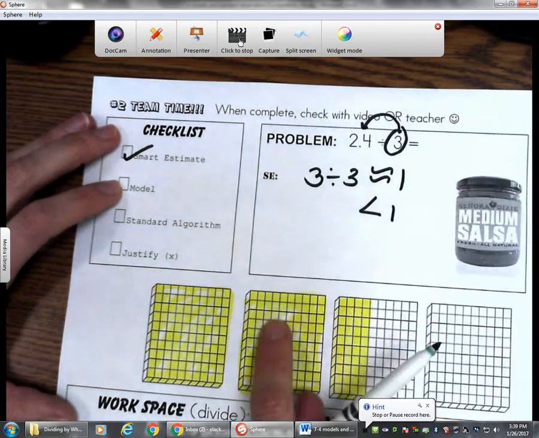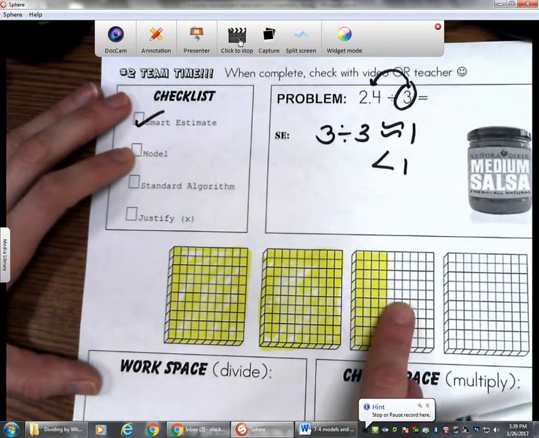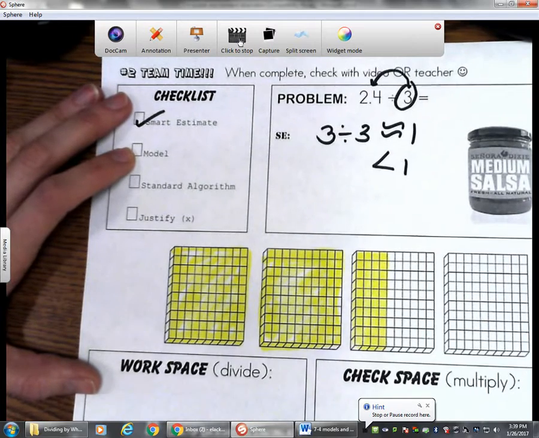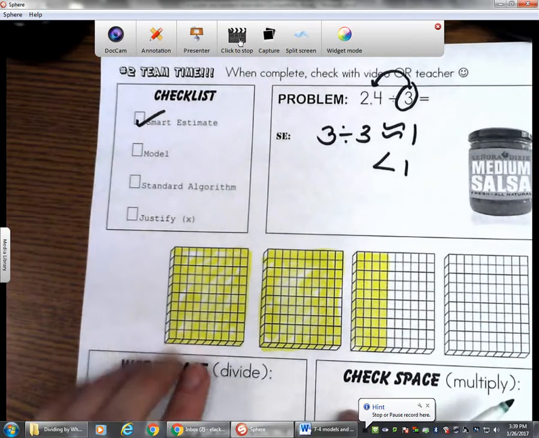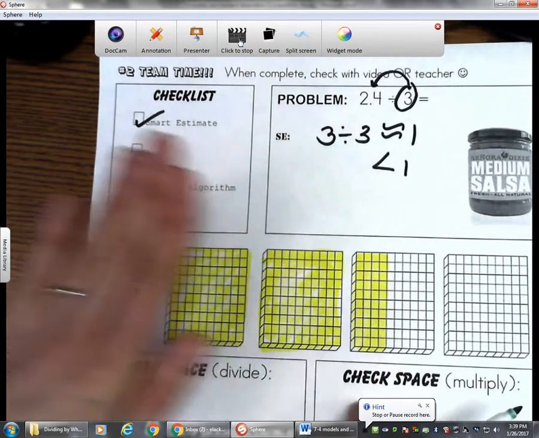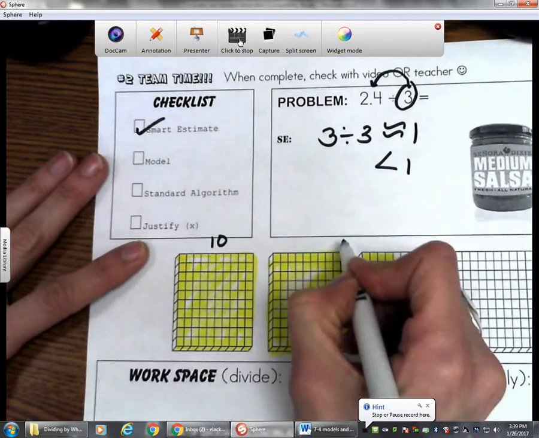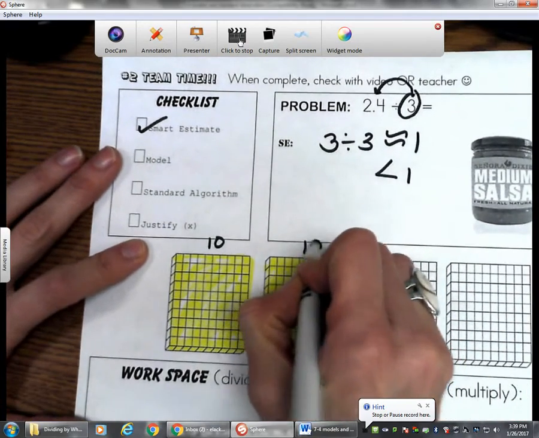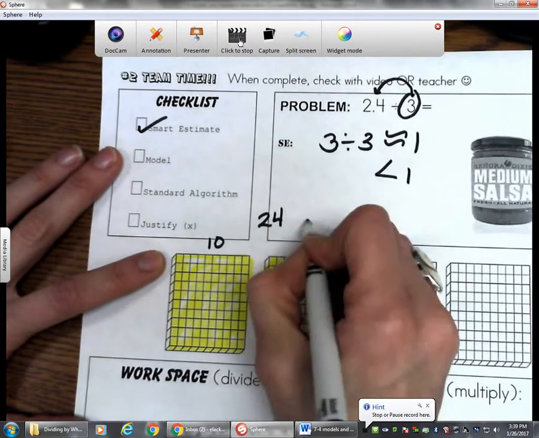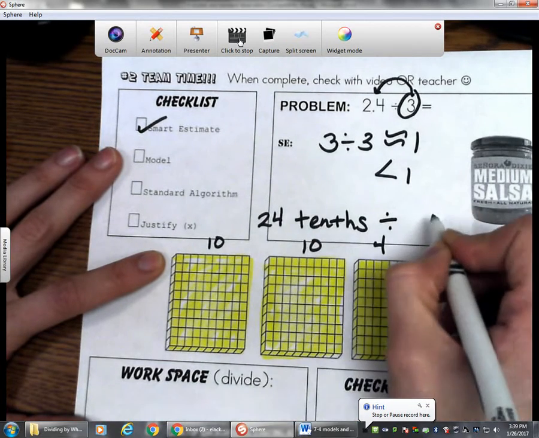Next, the model. I did already go ahead and pre-shade, so I know I'm splitting this 2 and 4 tenths into 3 different groups. And I want you to think about it. There's different ways to split it. Some people were liking splitting one whole, splitting another whole into 3 groups, splitting another thing into 3 groups. For me, I like to think this is 10 tenths, this is another 10 tenths, and this is 4 tenths. So all together, I have 24 tenths, and I'm dividing it into 3 groups.